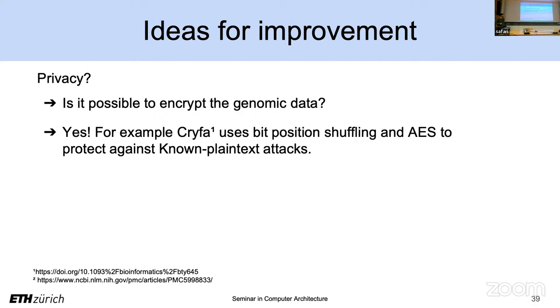An example of that is CRIFA, I think we say. It uses bit position shuffling, so the bit order is somewhat randomized, and AES. And it protects the data. But now what could be the problem with bit shuffling on our algorithm? I mean, if the bits are shuffled, then we also need to append some sort of information to undo the bit shuffling at the destination. So that will add extra overhead to our sent data. And also we would need to find a way to safely send the key for the AES so that it may be inverted at the source.